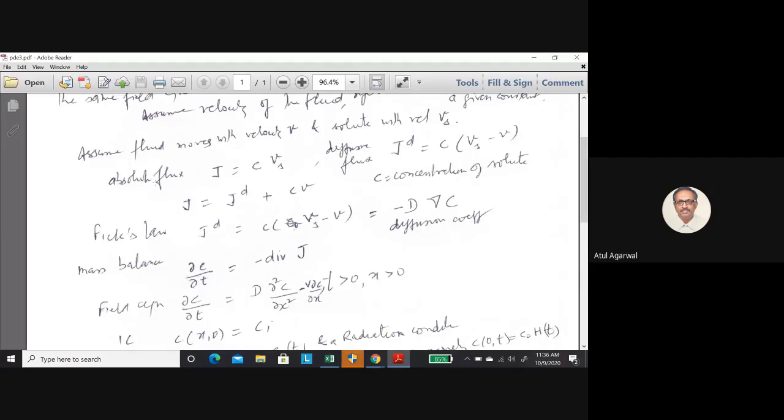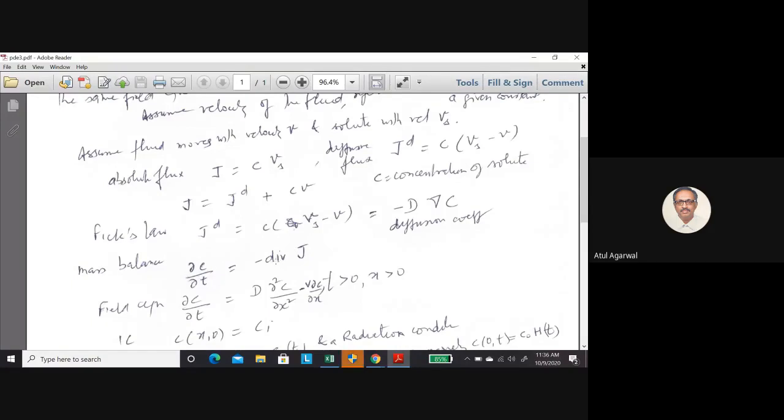Then we have Fick's law, which tells about the diffusive flux. It is given by the diffusion coefficient multiplied by the concentration gradient. So there is a minus sign, just like we did for the case of thermal conduction. We saw why there is a minus sign. So we get the mass balance as del C by del t is equal to minus divergence of J.